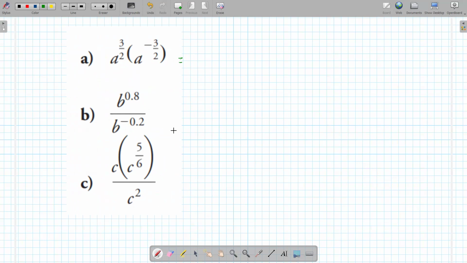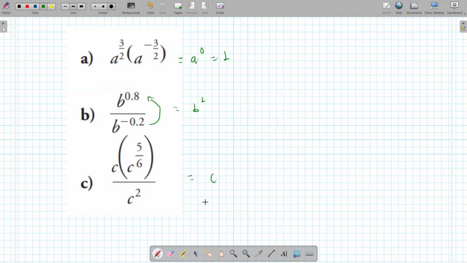Even though we don't know the base, we know the answer to A. It's 1. It's A to the power 0, it's 1. For B, it's B to the power 1. This -2 goes up there, becomes a plus. 0.8 plus 0.2 is a 1.